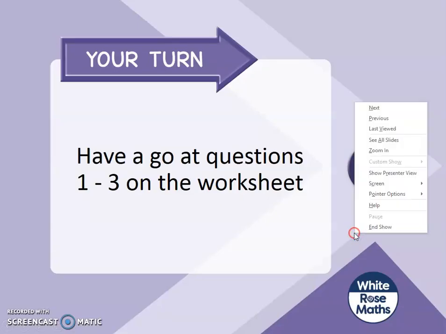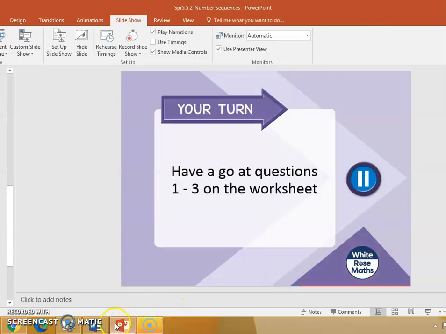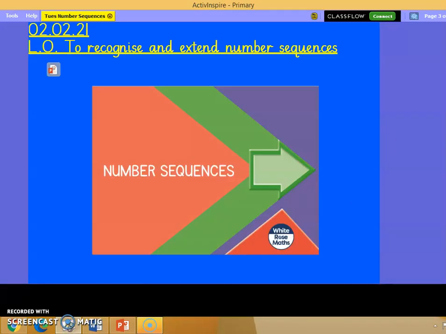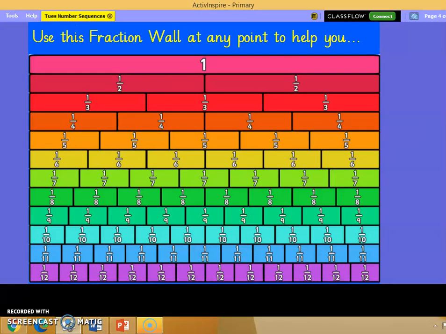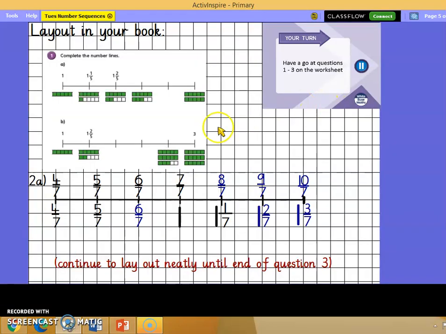Your turn to have a go at questions 1 to 3 on the worksheet. I'd like you to record that, please, nice and neatly in your book, remembering you can come back to the fraction wall at any point to help you. Lay it out like this. So for number 1, I'd like you to cut and stick neatly into your book and draw smartly in the gaps that are provided. If you prefer to do this by drawing in your book, please do so.